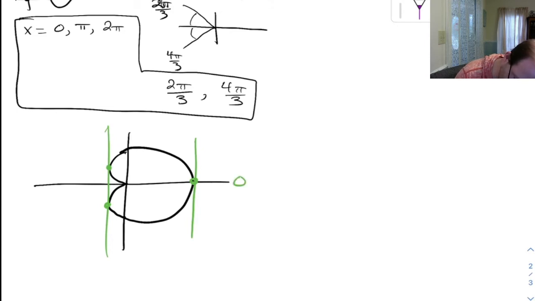This one, let's see, let me label this. This is 0, this is pi over 2, pi, and 3 pi over 2. So this one happens at 0.